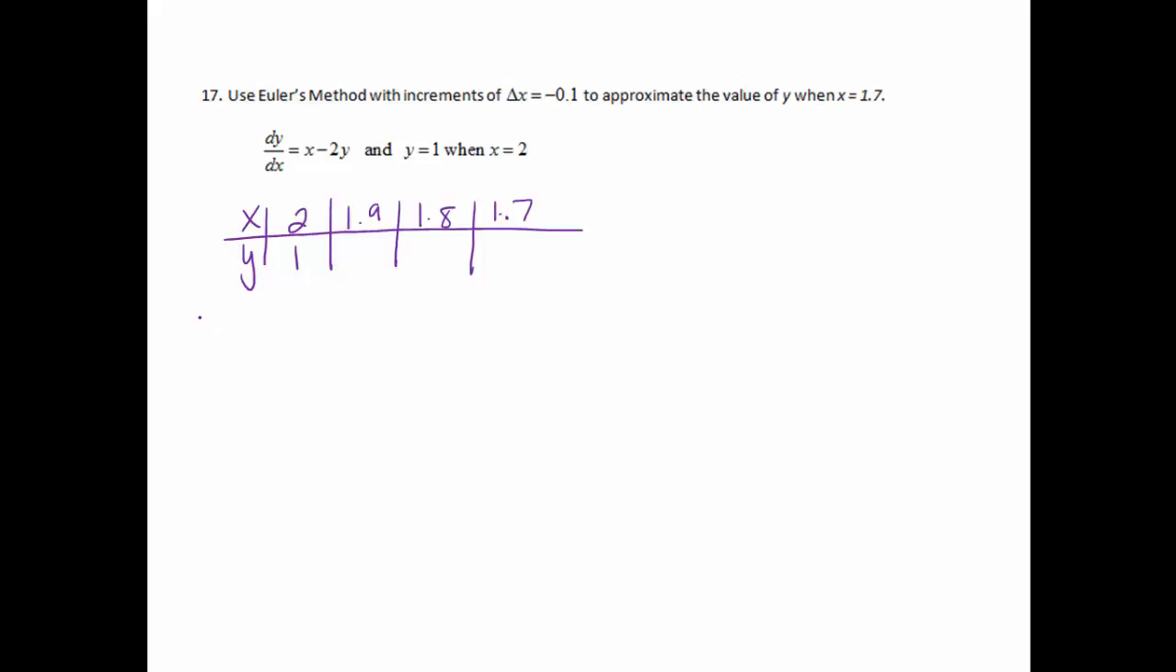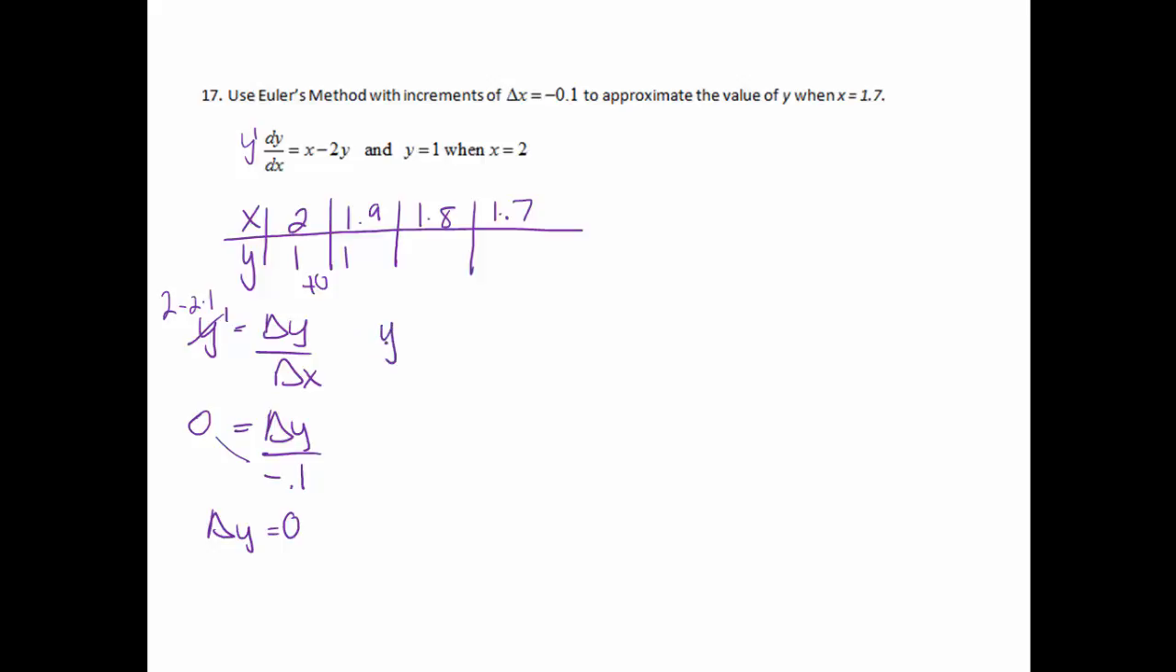And then if you recall, we're going to have y prime is equal to delta y over delta x. My derivative, this is my y prime. I'll just plug in my x and my y value, so that will equal 2 minus 2 times 1, and that will give me 0. So I'll get 0 equals delta y over negative 0.1, and 0 times negative 0.1 is just 0. So delta y did not change. We're not going to add anything, so it's still 1.